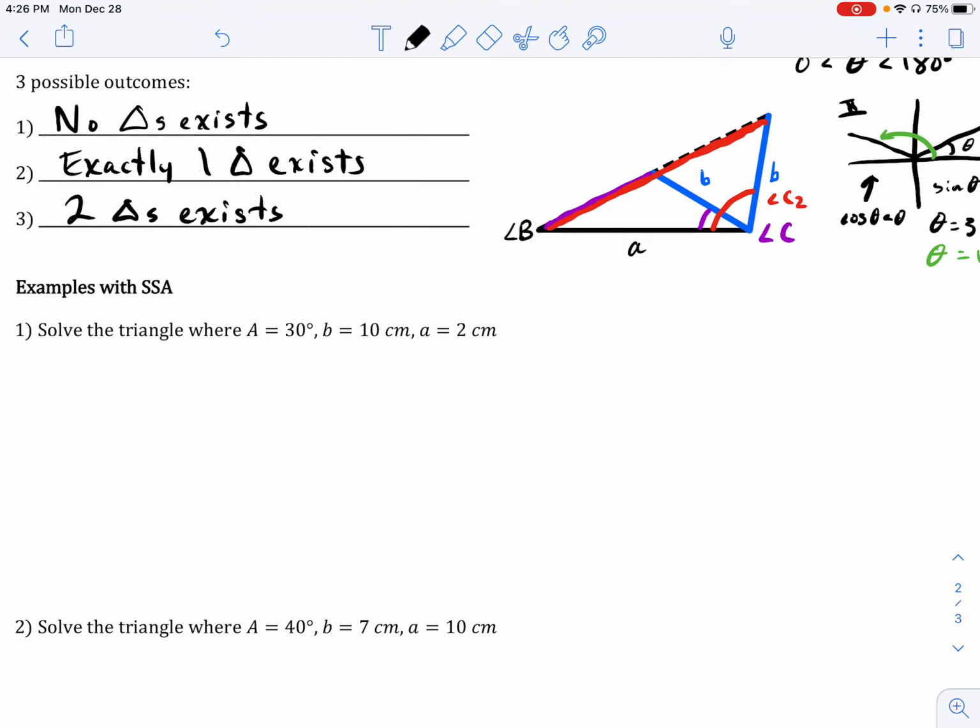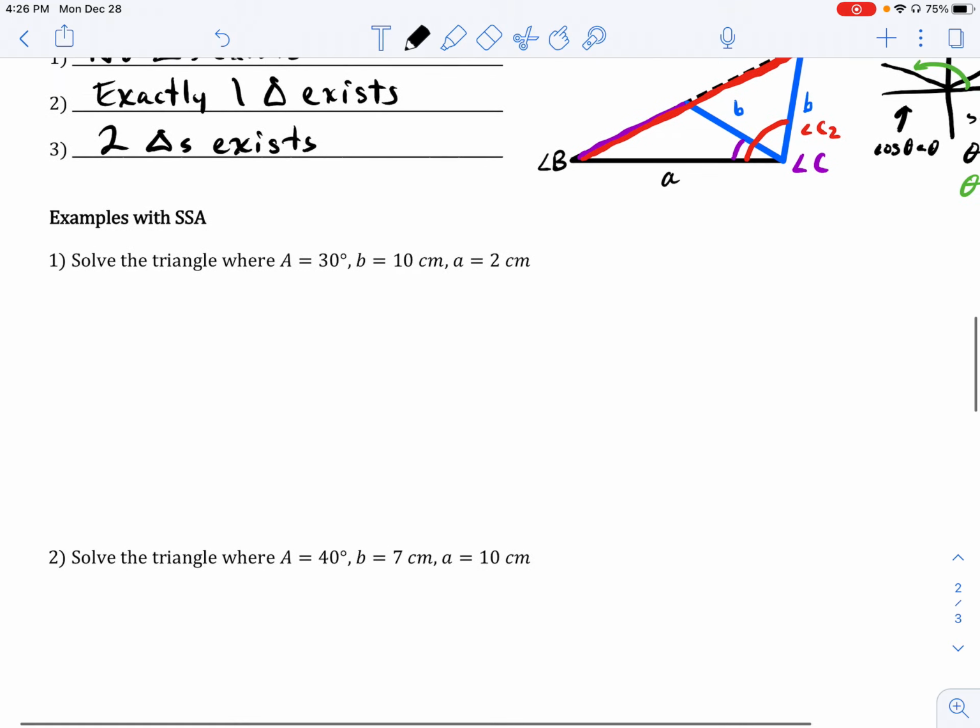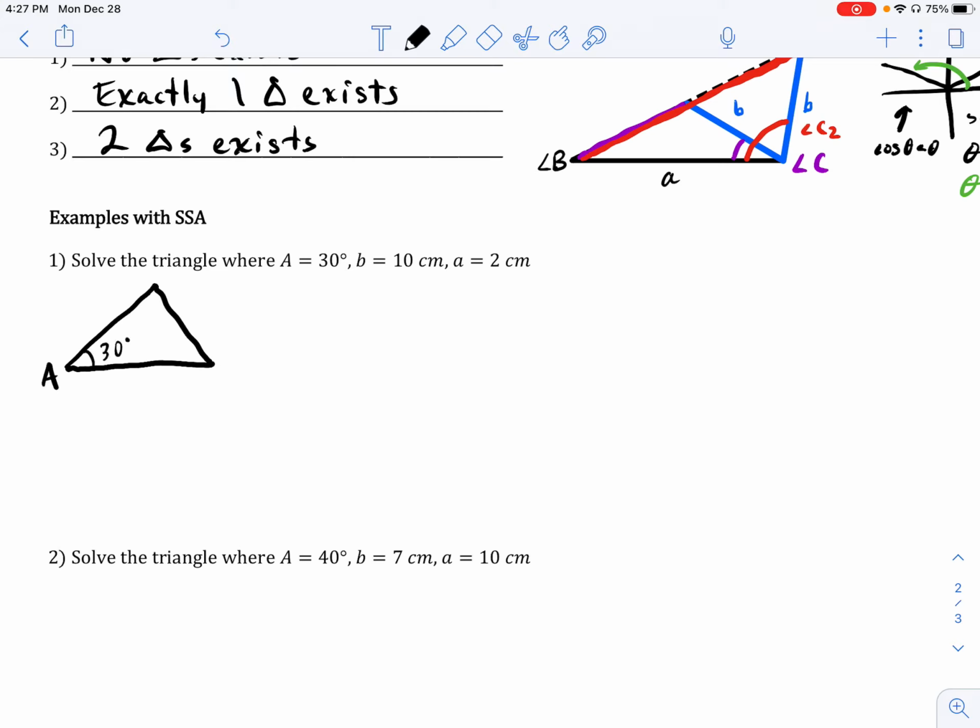We are solving a triangle where angle A is equal to 30 degrees, side B is 10, and side A is 2 centimeters. Whenever I'm doing this type of problem, I'm going to arbitrarily set up a triangle. It doesn't matter too much about drawing this triangle to scale, but I'm going to draw something that looks somewhat arbitrary like this. And I'm going to start with this angle here being my angle A. So there's 30 degrees. And that would mean that this opposite side A is equal to 2 centimeters.